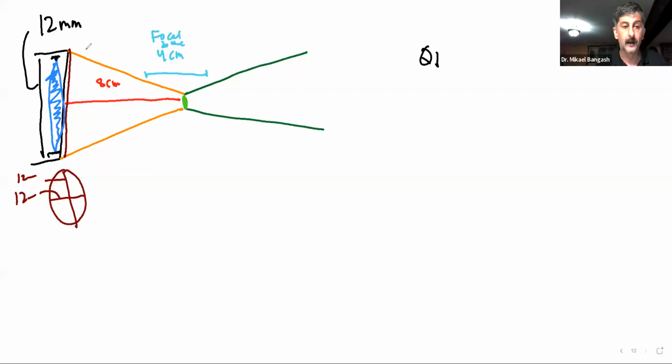So the answer for that one is going to be the same as that of the PCT, which will be 12 millimeters. Now just keep in mind, girls, 12 millimeters is going to be the same as 1.2 centimeters. Is that clear?